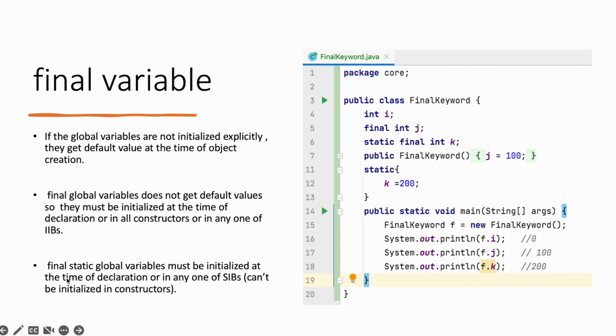Next, final static global variables. If the global variable is declared as final static, then it must be initialized at the time of declaration only, or in any one of the static initializer blocks, because we cannot initialize the values for static and final variables inside the constructors.